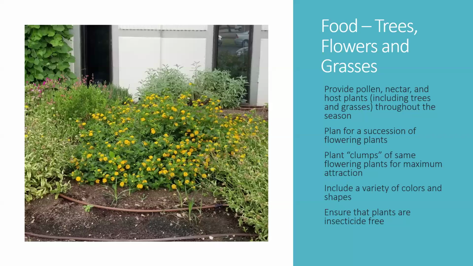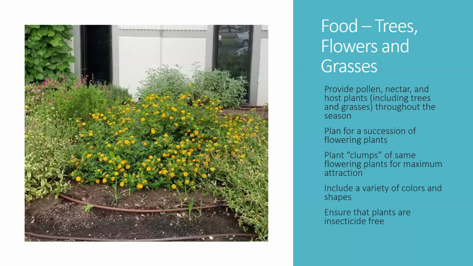Try to plant clumps of the same plant. That way you can have the maximum impact for attracting those insects in. That can give off a greater scent, that can pull them in, and then it's easier for them to find. Include a variety of colors of your flowers, as well as differing flower shapes, because different flower shapes will be more accessible for certain types of insects than others.